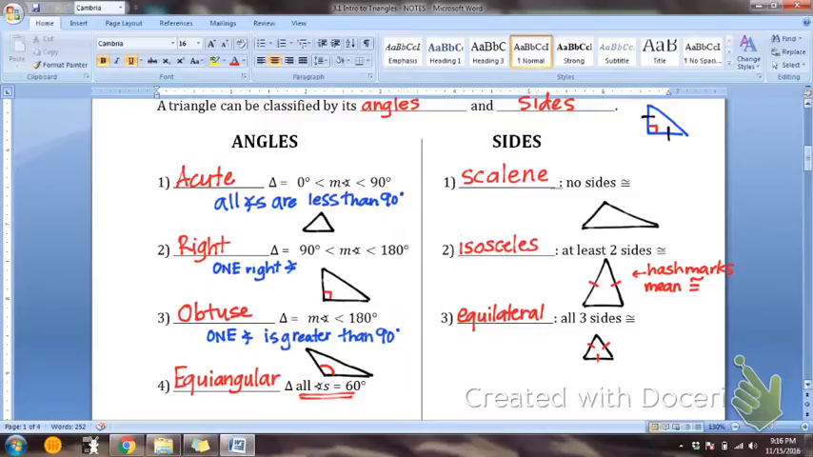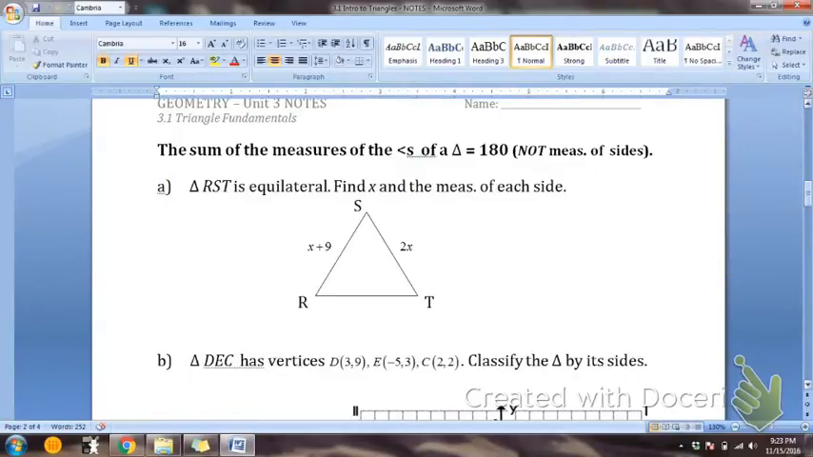So we say that it has one right angle, so we would say that this is a right triangle. But not only is it a right triangle, it has two sides that are the same. And if it has two sides that are the same, then we would say that it is also an isosceles triangle. So this is a right isosceles triangle. Two descriptions based on the angles and based on the sides. So a right isosceles triangle. All right, let's look at some examples here.